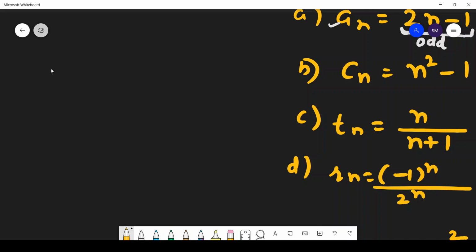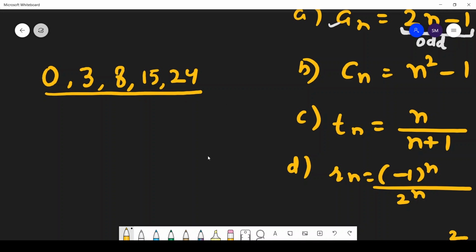So put n equals 1. So 1 square minus 1, what do you get? 0. Now put n equals 2. 3. Next 8. Then 15. Then 24. So these are the first 5 terms of this sequence.